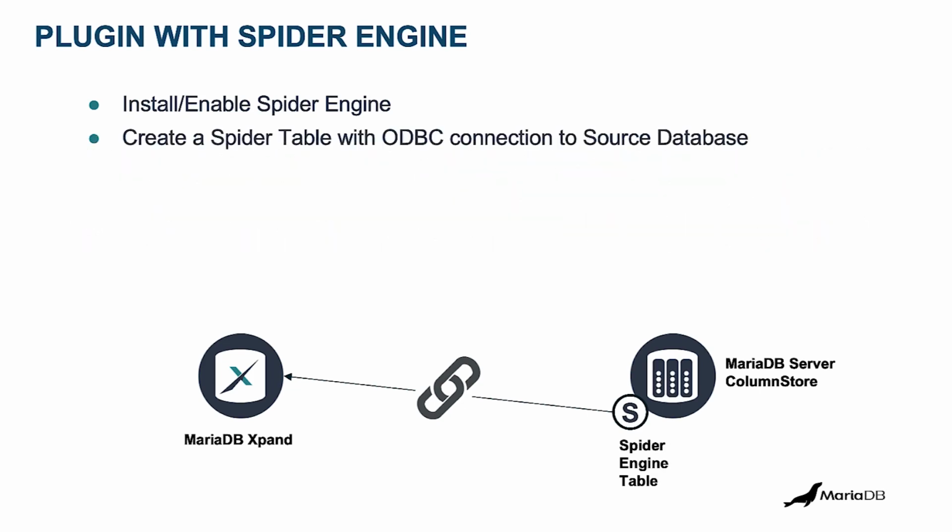Next, you'll just create a Spider table with the ODBC connection to your source database. Once it's created, which takes microseconds, you can start running queries, and your application or wherever your queries are looking, it sees that table as a local table. So it doesn't know that it's pulling the data from that Xpand engine.